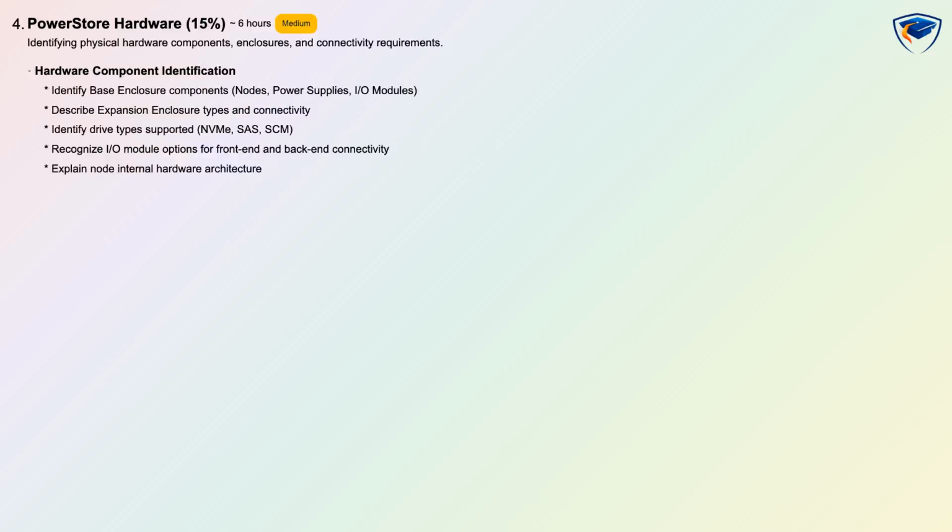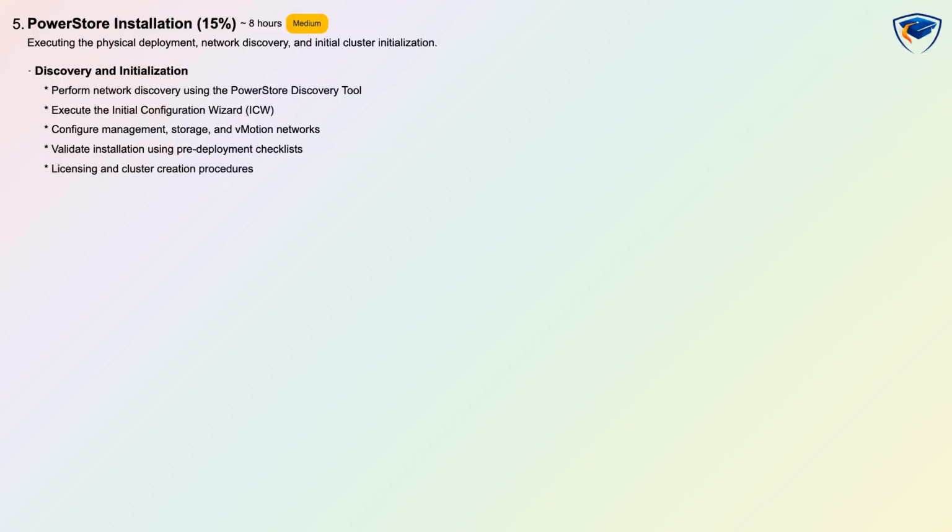In the PowerStore Hardware domain, you will be tested on your ability to identify physical hardware components, enclosures, and connectivity requirements. This domain has a weightage of 15% and includes topics such as identifying base enclosure components, describing expansion enclosure types and connectivity, identifying drive types supported, recognizing I/O module options for front-end and back-end connectivity, and explaining node internal hardware architecture.